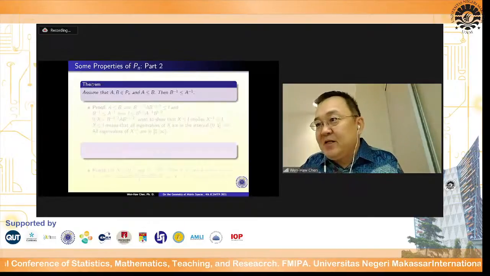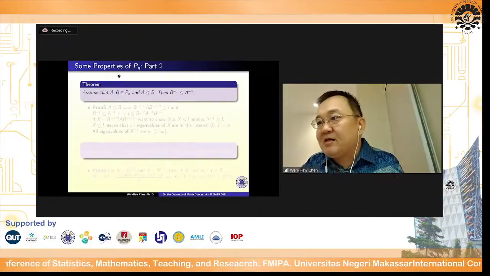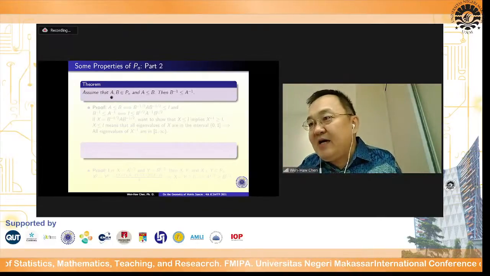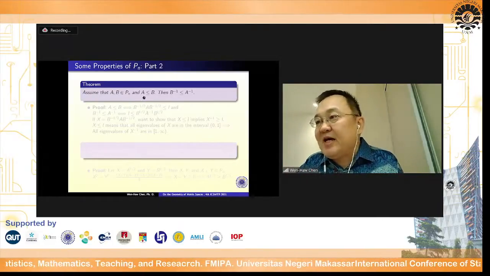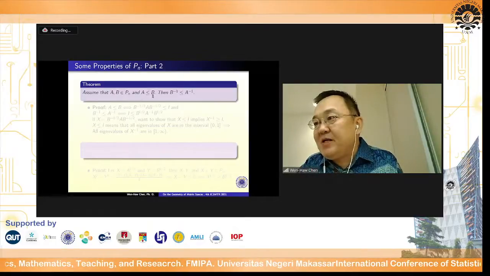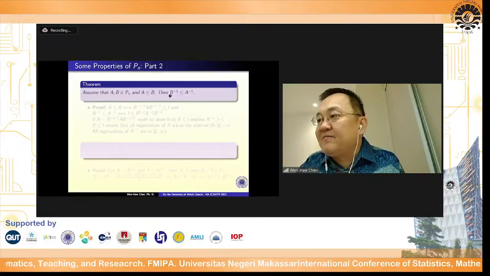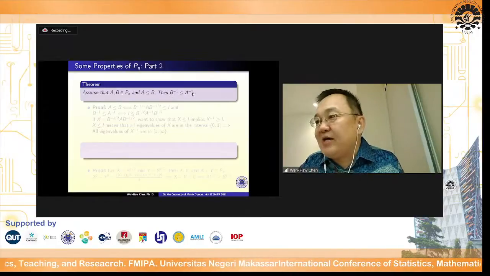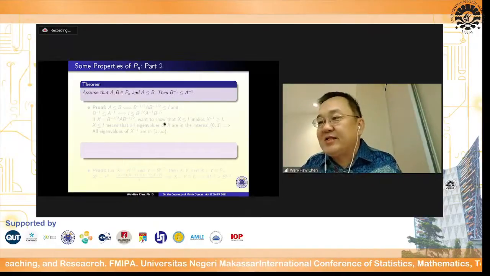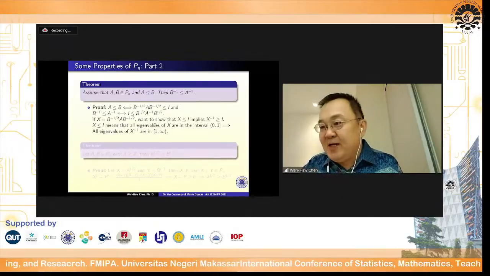Okay. So we have some properties of positive definite matrices. If A, B are positive definite and A is less than or equal to B, then the inverse of B is less than or equal to the inverse of A. You can just prove it like this.